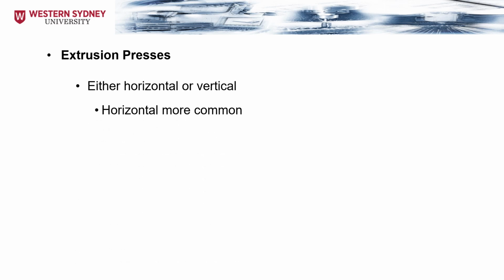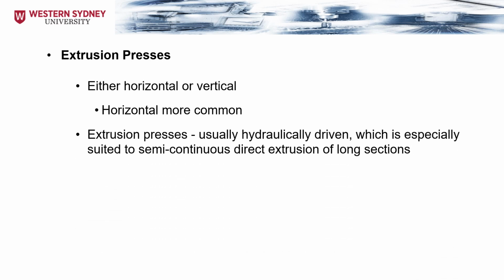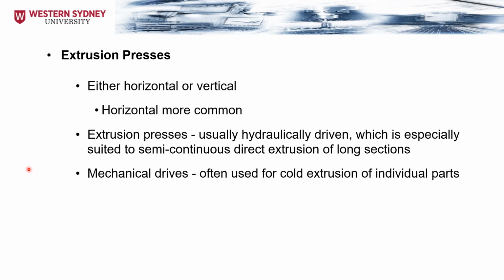The extrusion processes are either going to be a horizontal press or a vertical press. The horizontal is the most common one because we can use it for making the longest parts. The extrusion presses usually use hydraulic driving machines, which are especially suited for the semi-continuous direct extrusion of long sections. The mechanical drives are often used for the cold extrusion of individual parts.